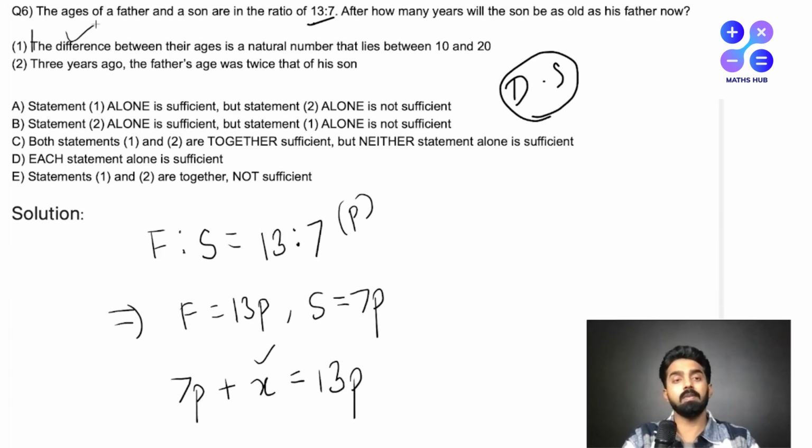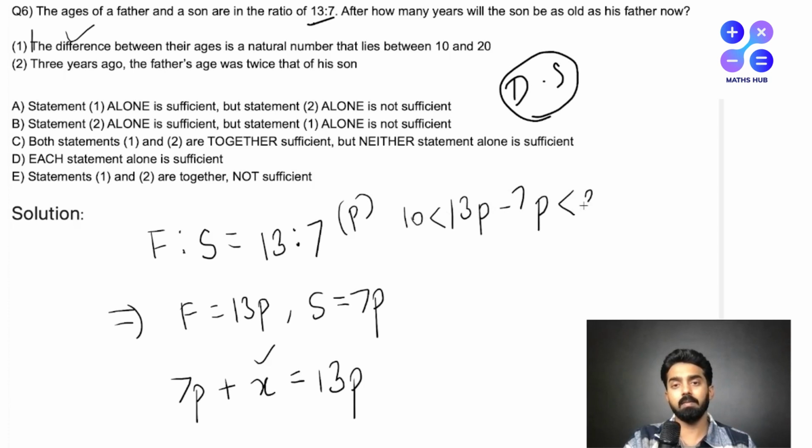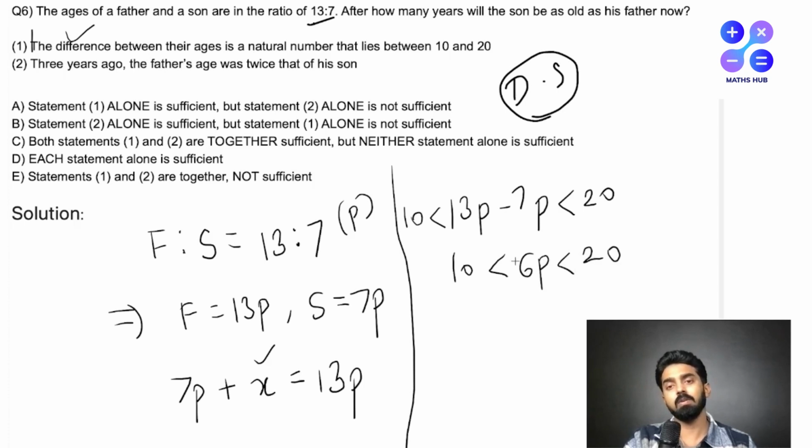So to do that, do we have any more information? The first piece: the difference between their ages is a natural number that lies between 10 and 20. Okay. So the difference between these two ages, 13P minus 7P, is greater than 10 and less than 20. So let's make this clearer. This means 10 is less than 6P is less than 20. So this number is a multiple of 6. How many multiples of 6 do we have between 10 and 20? We have 2, right? Which is 12 or 18. So we have two options here.